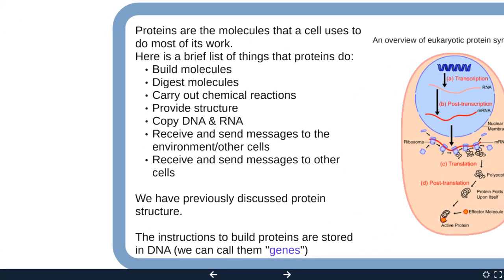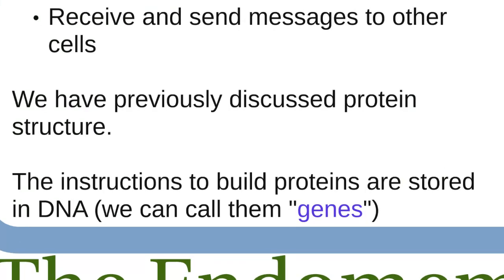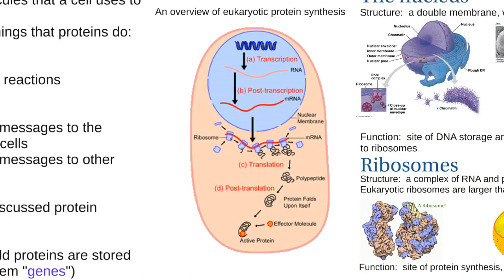The nucleus: the instructions to build proteins are stored in DNA. We call them genes. And so each strand of DNA is going to have different genes on it, and the genes are the sections of the DNA which code for the making of a particular protein.